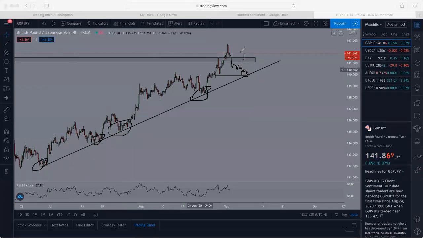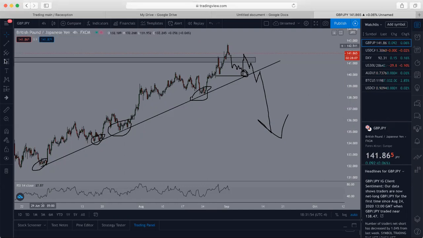You'll see it break through the zone. Might get a little either retracement or consolidation. Break through the trend line, get another break, and then drop. And actually, if you look, this is the structure right here.